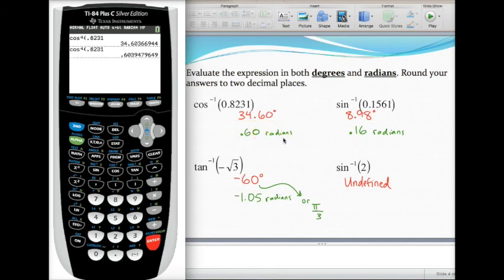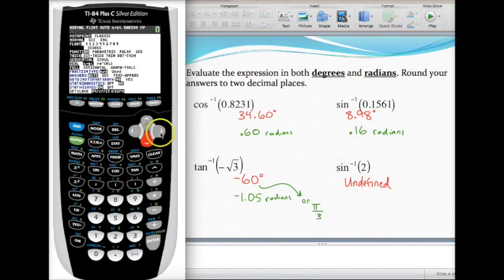Okay, I'm going to end the video here because these are pretty easy to do by hand. If you get stuck, let me know. We could talk about this one real quick, the inverse sine of 2. Let me switch back to degree mode just in case that matters to you, although it doesn't really matter for this problem.